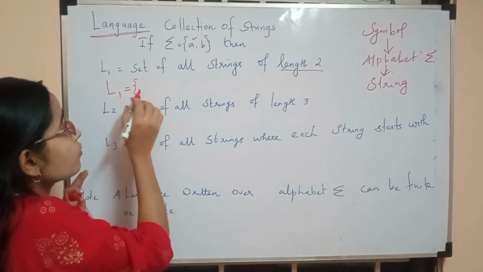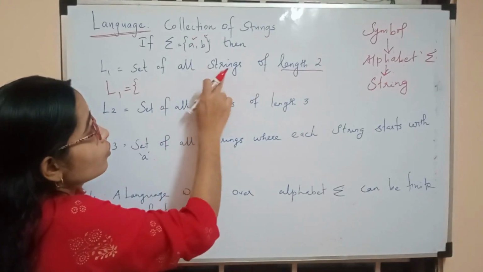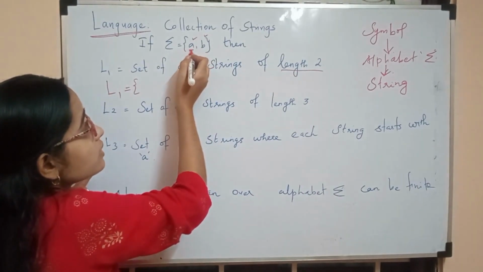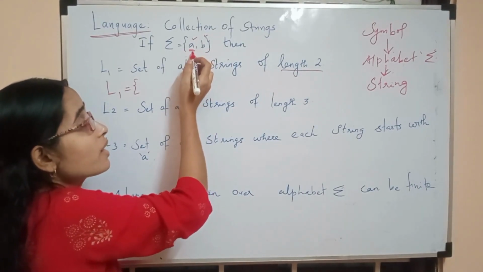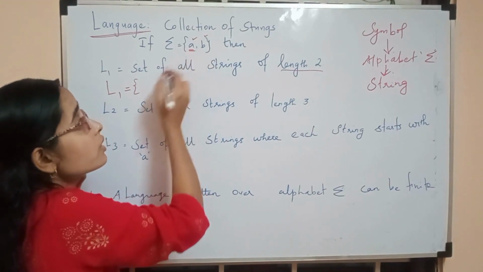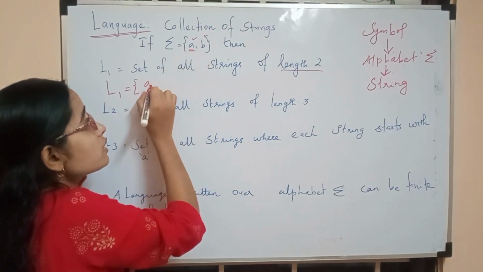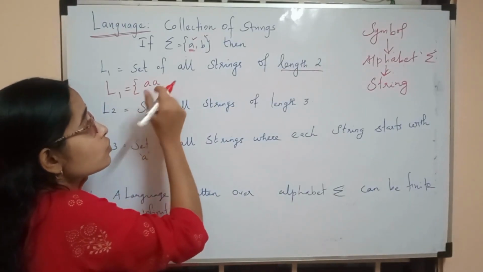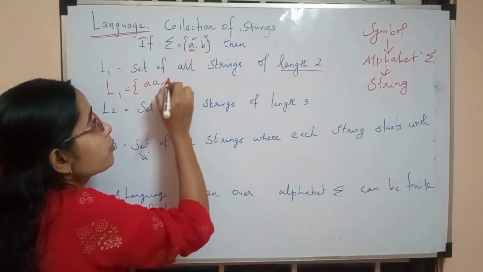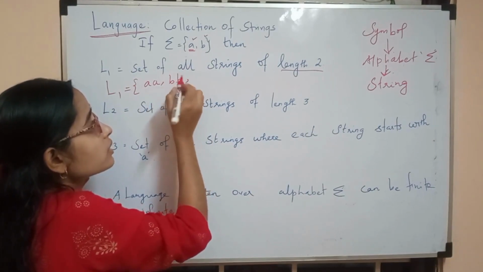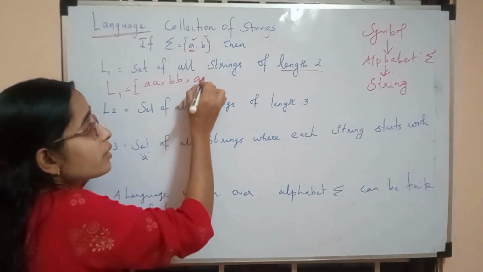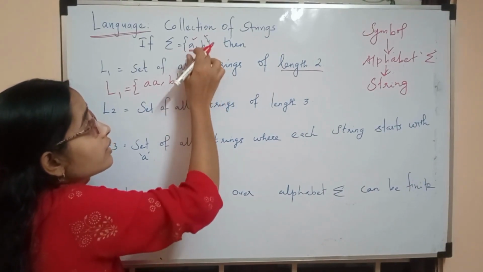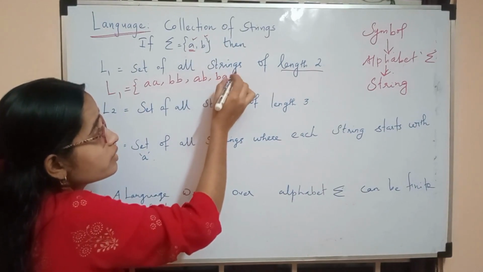Now what is L1? The set contains strings of length 2. Length 2 means I have to consider one by one. I have the symbol A in the input alphabet, so I can form a string like AA, because AA means the length of the string is 2. And BB, I can form BB. And then I can make it AB, just a combination, combining A and B, and I can write it as BA.